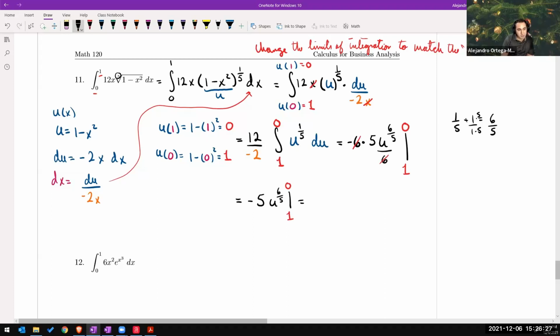So this is going to be then -5 times 0 to the 6/5 minus 1 to the 6/5.